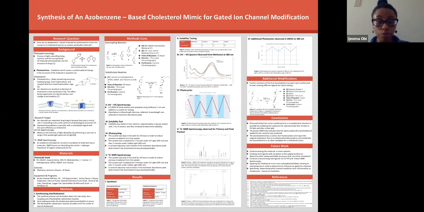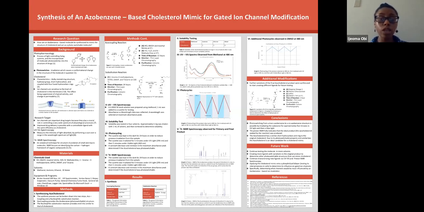So if we move on to methods, the reactions to make this azobenzene-based cholesterol mimic were broken down into two parts. The first part being an azo-coupling reaction. And this azo-coupling reaction is what allows for the main azobenzene structure to be made. And this is where two diazonium salts are coupled together by an N-N bond or an N=N double bond. And then the second part was the substitution reaction in order to add in an aliphatic tail so that the azobenzene was even closer to that of the original cholesterol structure.